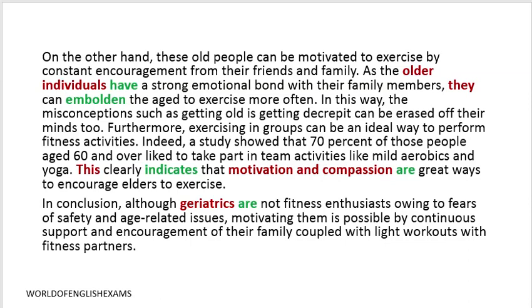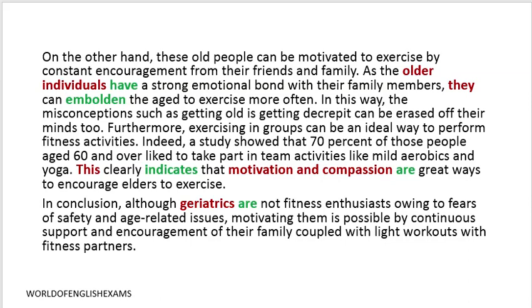Then moving on to the next sentence. As the older individuals, if you can see it's in the plural form, hence the following verb also has to be in the plural form, that is have. So if it's an older person, then it has to say has. As the older individuals have a strong emotional bond with their family members, they, again plural, can embolden. So here again the verb is in the plural form. The age to exercise more often.